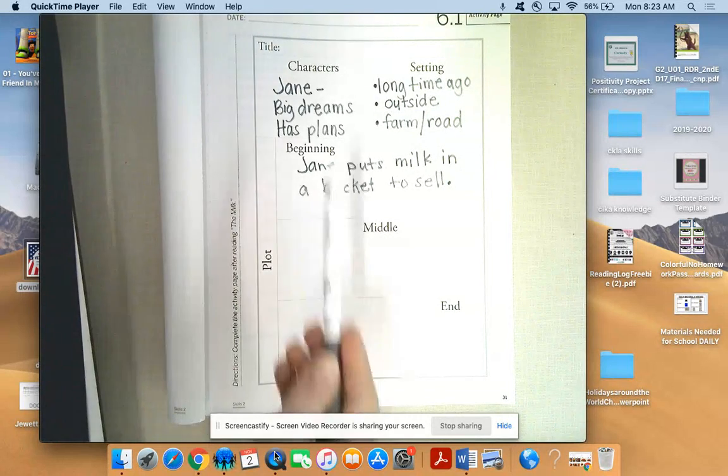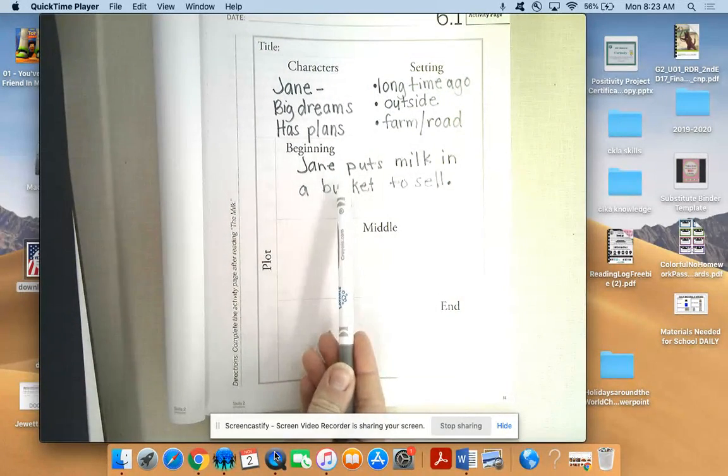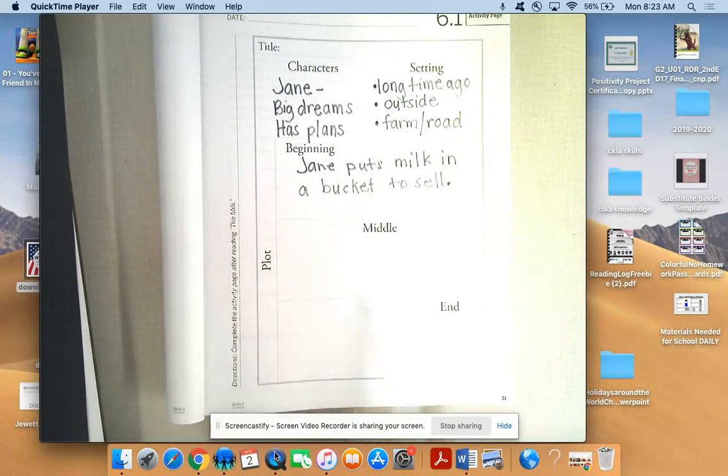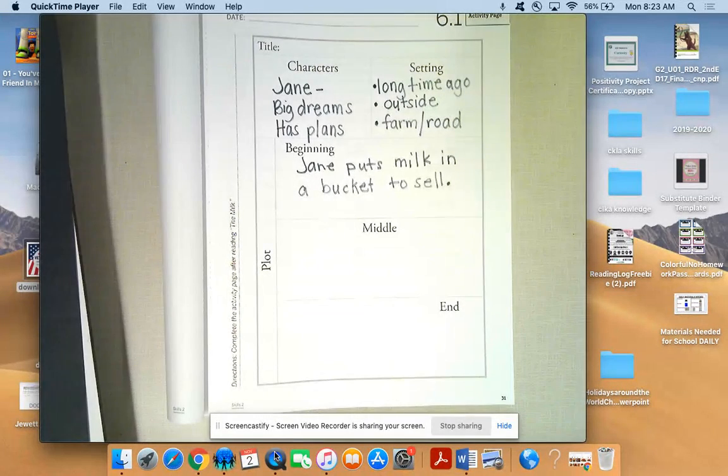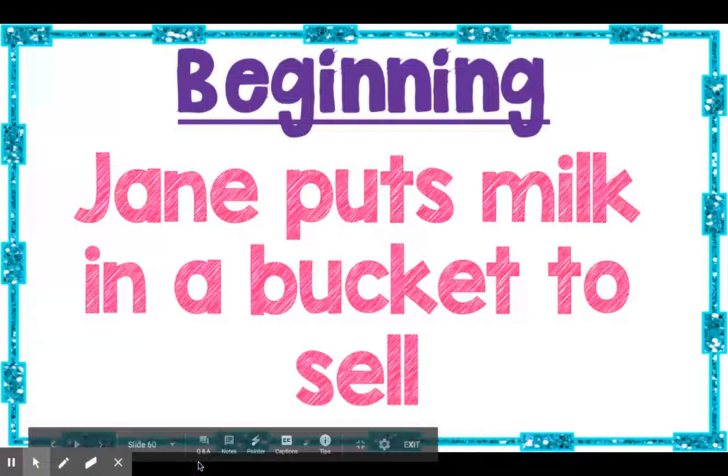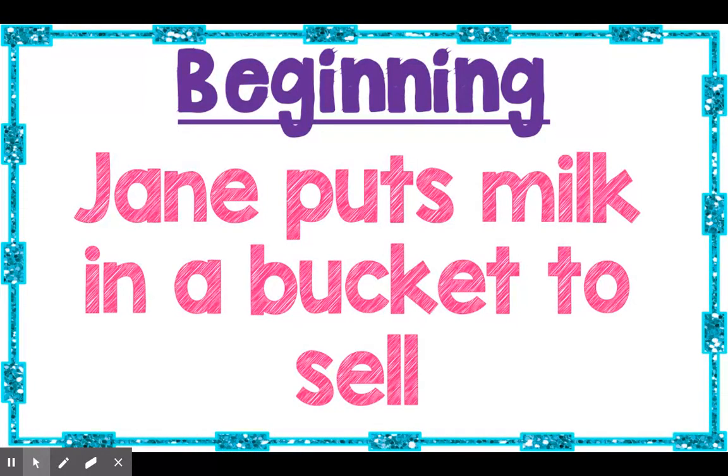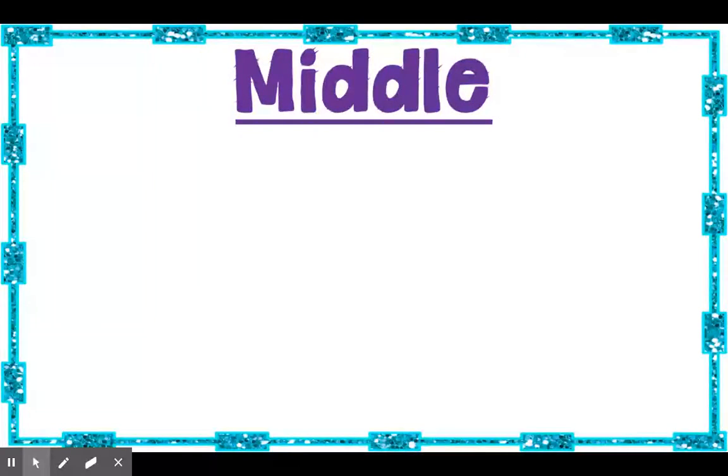Okay, so far we've covered the character, the setting, the beginning. Now I'm going to be thinking about what happened in the middle of the story. She had so many big dreams. She was thinking about all those things that she was going to do, buy a hen, then get the eggs and sell them and get a dress. So that's our middle. That's the center of the story.